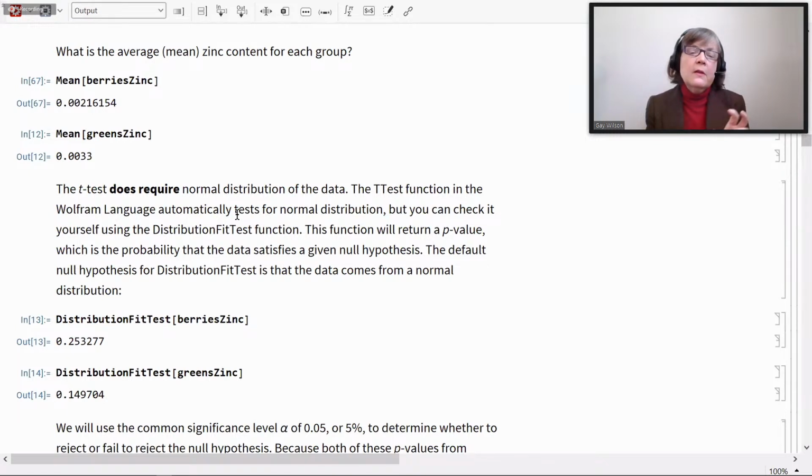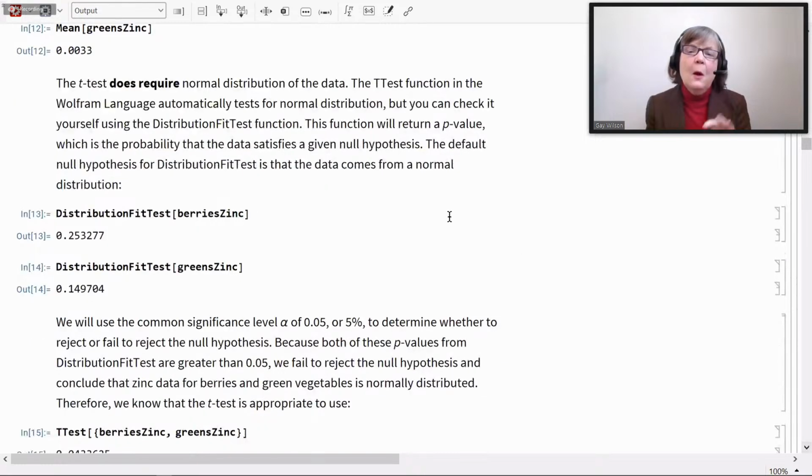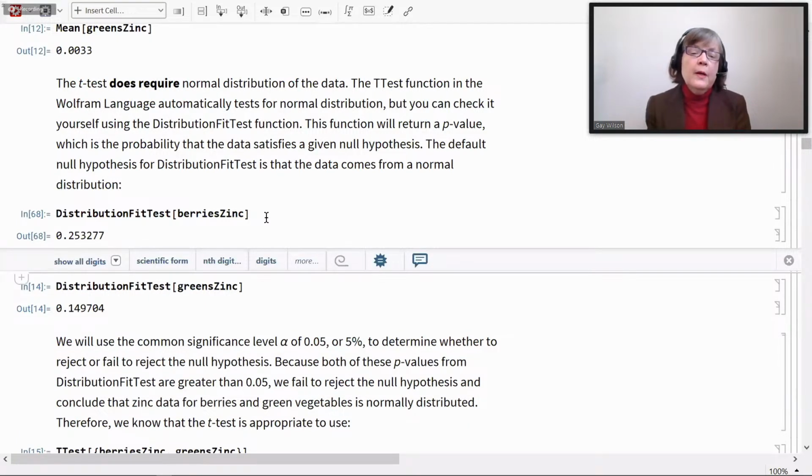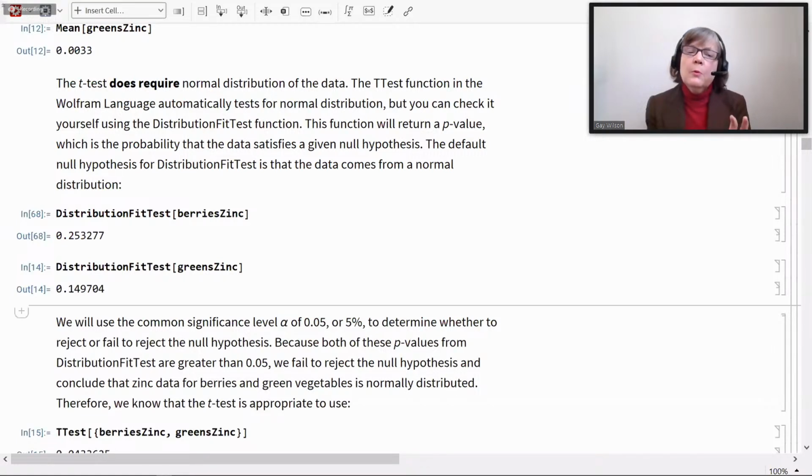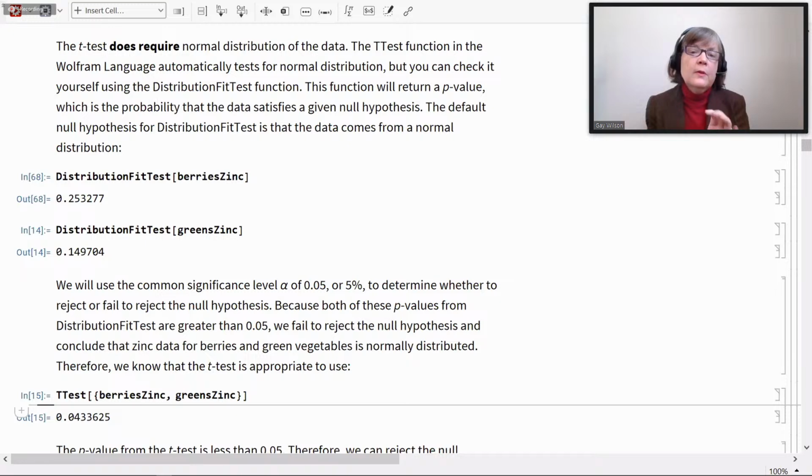Now, the nice thing is that the t-test function in the Wolfram language will automatically test for normal distribution, and it'll tell you if it's not normally distributed. But what I wanted to do here today is check it ourselves, using the distribution fit test function, so you see how that works when you don't want to rely on the automatic check. It's going to return a p-value, where our default null hypothesis is that the data is normally distributed, right? So I'm going to run the distribution fit test on my data for berries and green zinc, and just double check that it's normally distributed so that we can use the t-test.